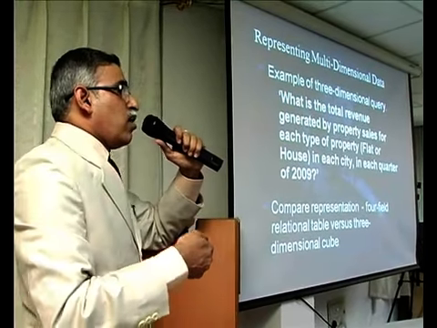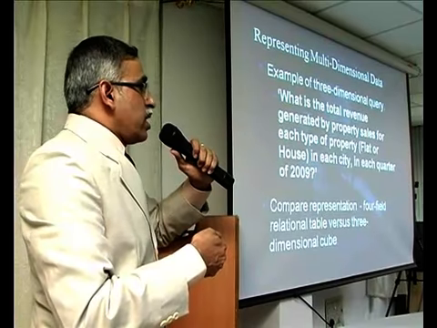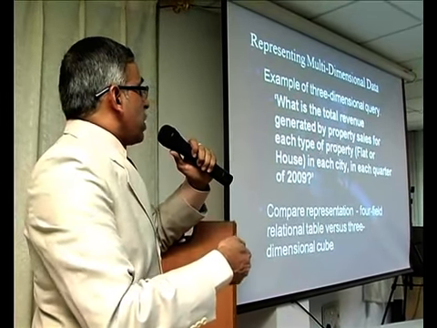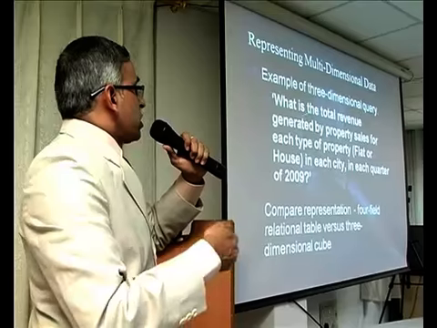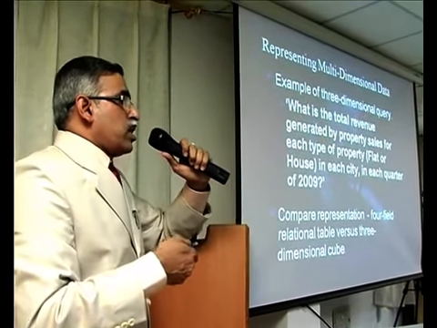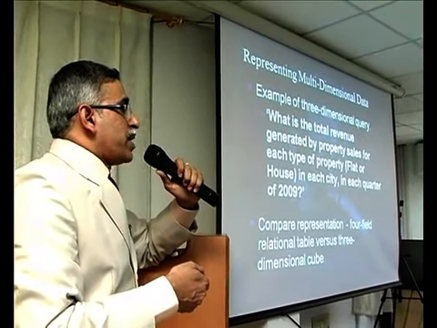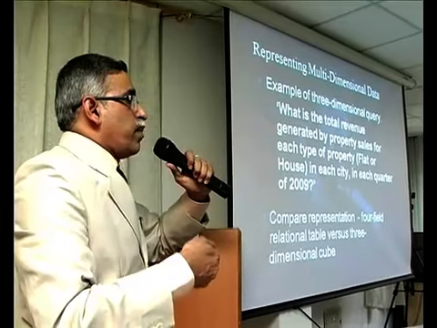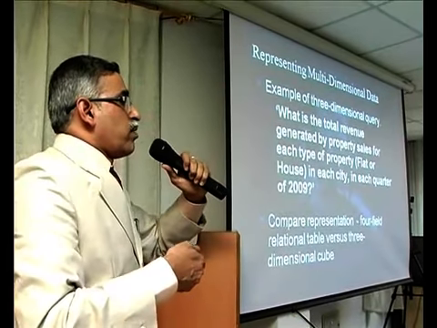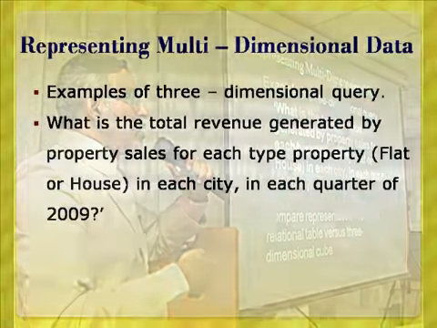So now how many columns are required in the tabular representation? Can anybody answer? How many columns are required here to store the results for this query in a tabular representation? 4 columns. When one dimension is added, 3 plus 1, 4 columns. Out of 4, 3 columns are for representing the dimensions, 1 column for representing the measure.